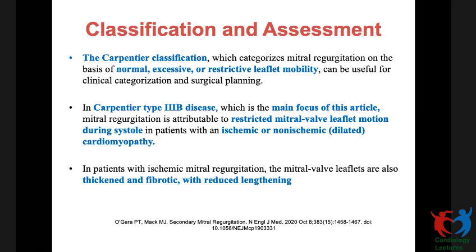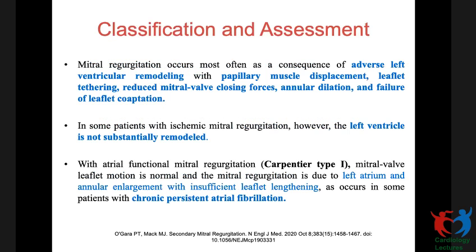In patients with ischemic mitral regurgitation, mitral valve leaflets are also thickened and fibrotic with reduced lengthening. Mitral regurgitation most often occurs as a consequence of adverse left ventricular remodeling with papillary muscle displacement, leaflet tethering, reduced mitral valve closing forces, annular dilatation, and failure of leaflet coaptation.